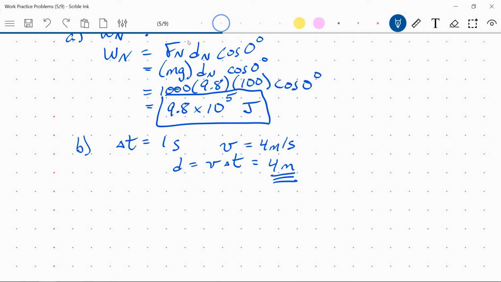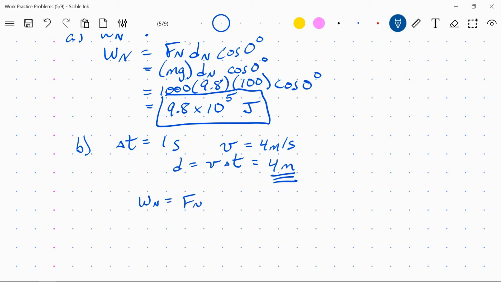So we're not looking at that whole lift of 100 meters, we're only looking at this very, very tiny lift. So the work done by the normal force is going to be equal to the normal force, the distance over which the normal force pushed, which in part B we're only considering that 4 meters, cosine of 0 degrees.